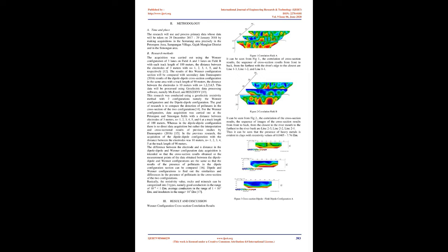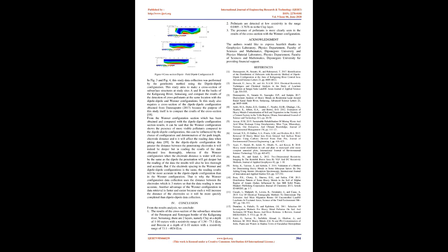The results of this Wenner configuration section will be compared with secondary data, Danusaputro, 2016, results of the dipole-dipole cross-section configuration in the same area with a track length of 90 meters, the distance between the electrodes is 10 meters with n equals 1, 2, 3, 4, 5. This data will be processed using geoelectric data processing software, namely MS Excel and RES2DINV.